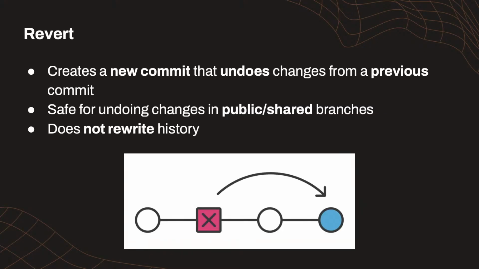And there's also revert, which is kind of similar, but it creates a new commit that undoes the changes from a previous commit. And it's safe for undoing changes in more public or shared branches. And this, on the other hand, does not rewrite the history.